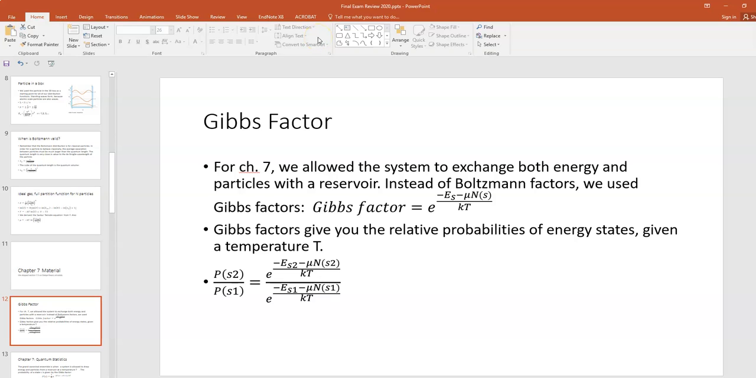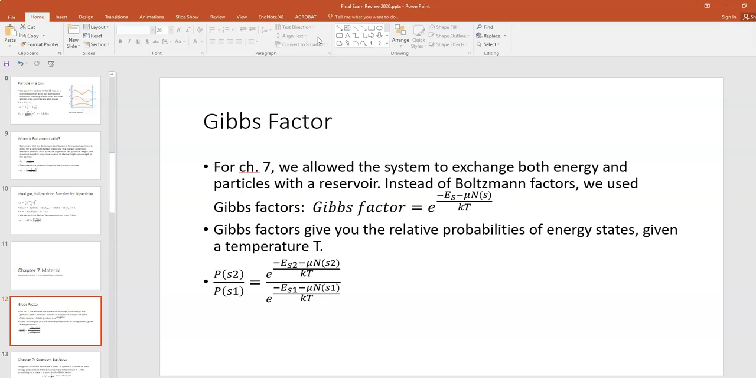Okay, so Chapter 7 dealt with Gibbs factors. So in Chapter 6, we dealt with Boltzmann factors. In other words, we had a system in contact with a reservoir, and we allowed it to exchange only energy. But in Chapter 7, we allowed the system to exchange both energy and particles with the reservoir. And so that meant that instead of Boltzmann factors, we used Gibbs factors.